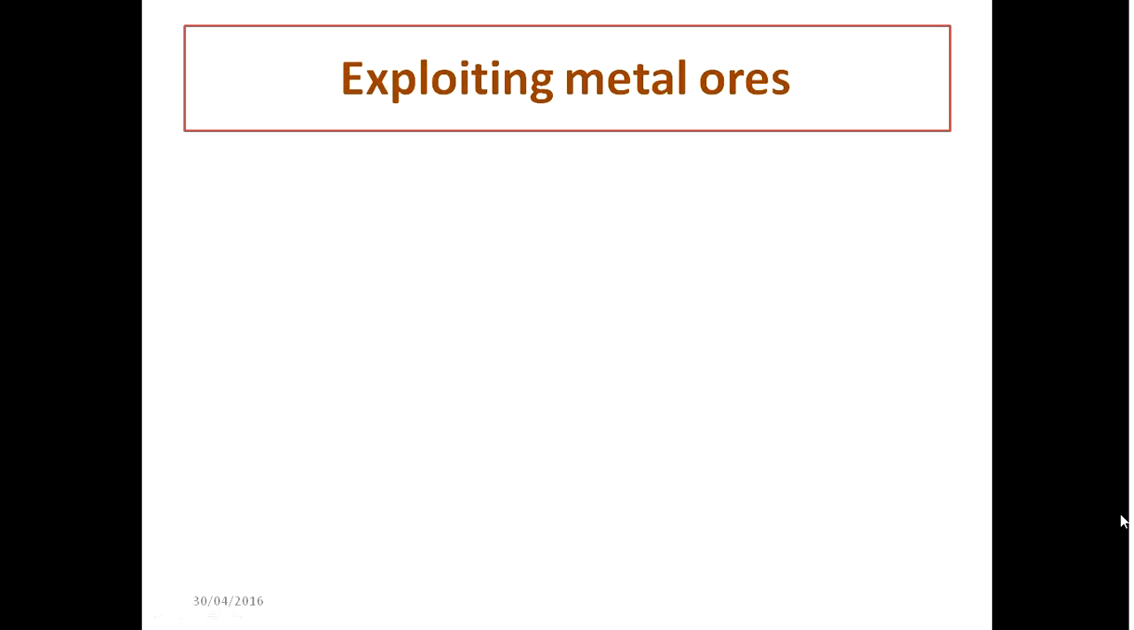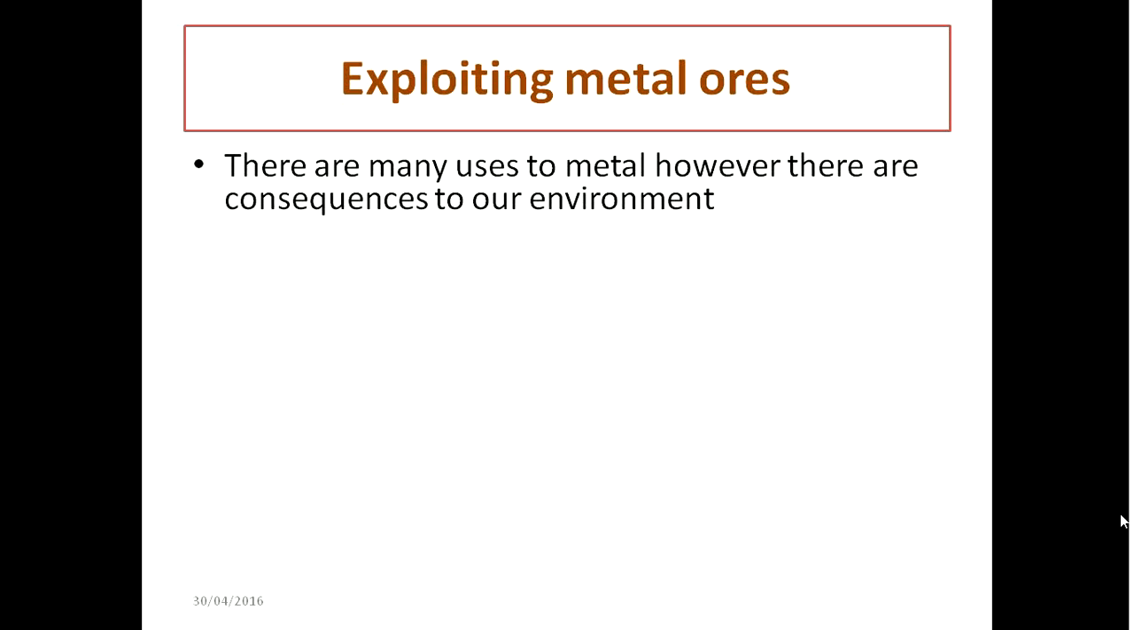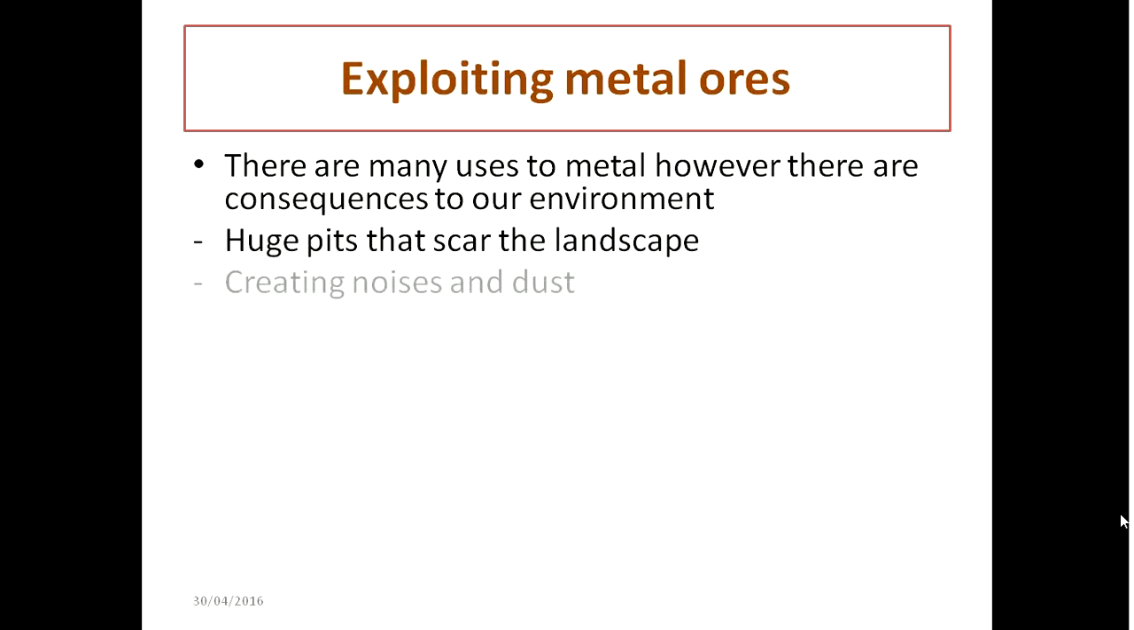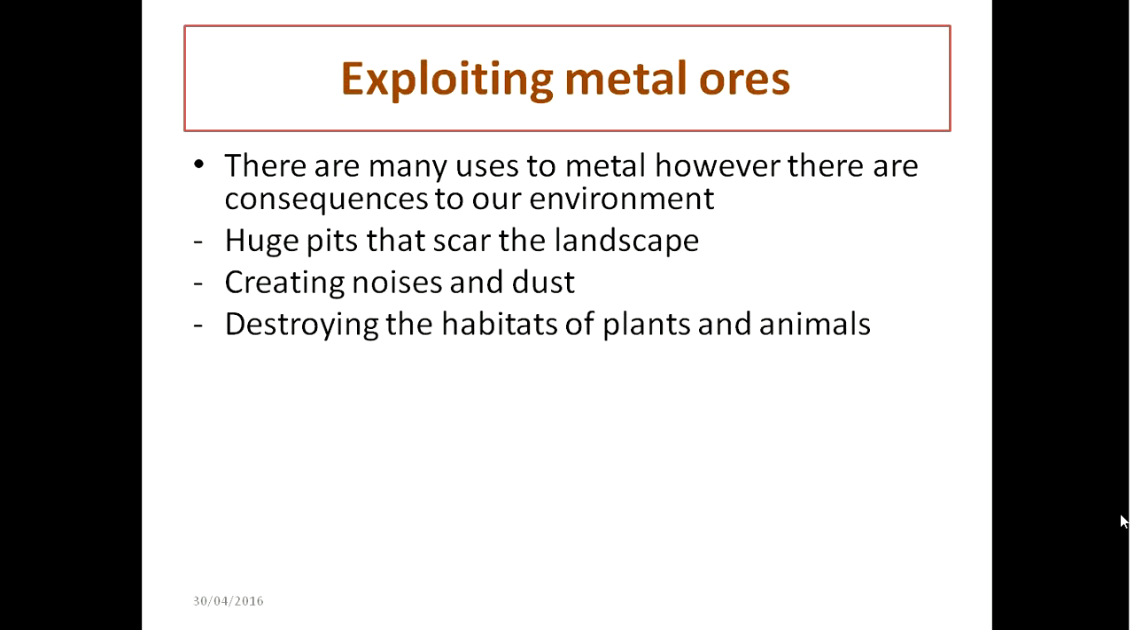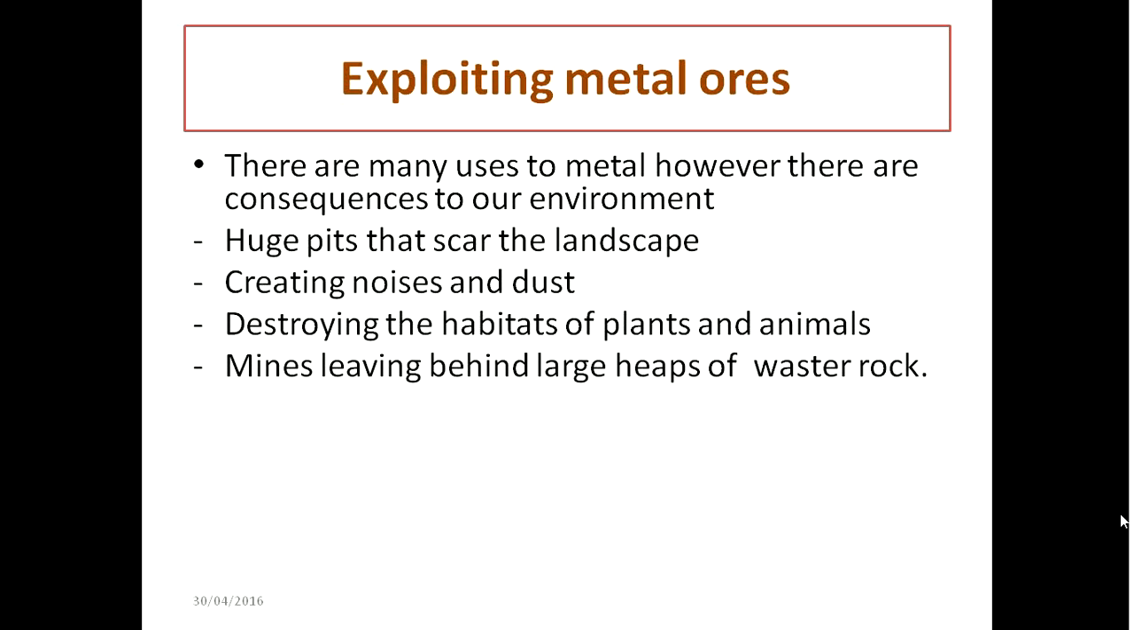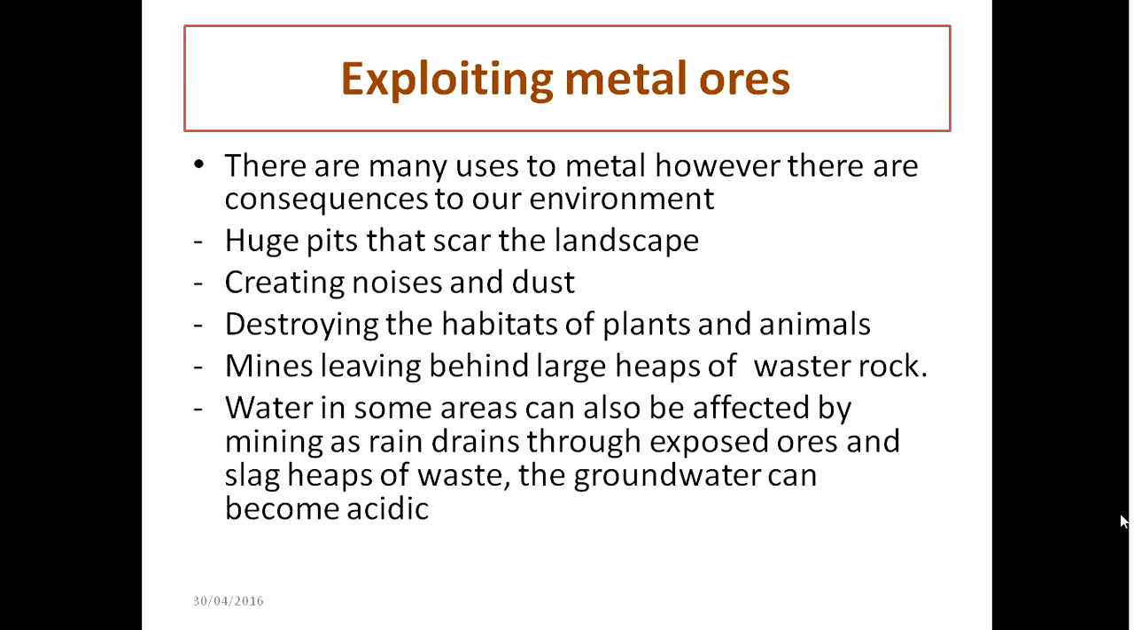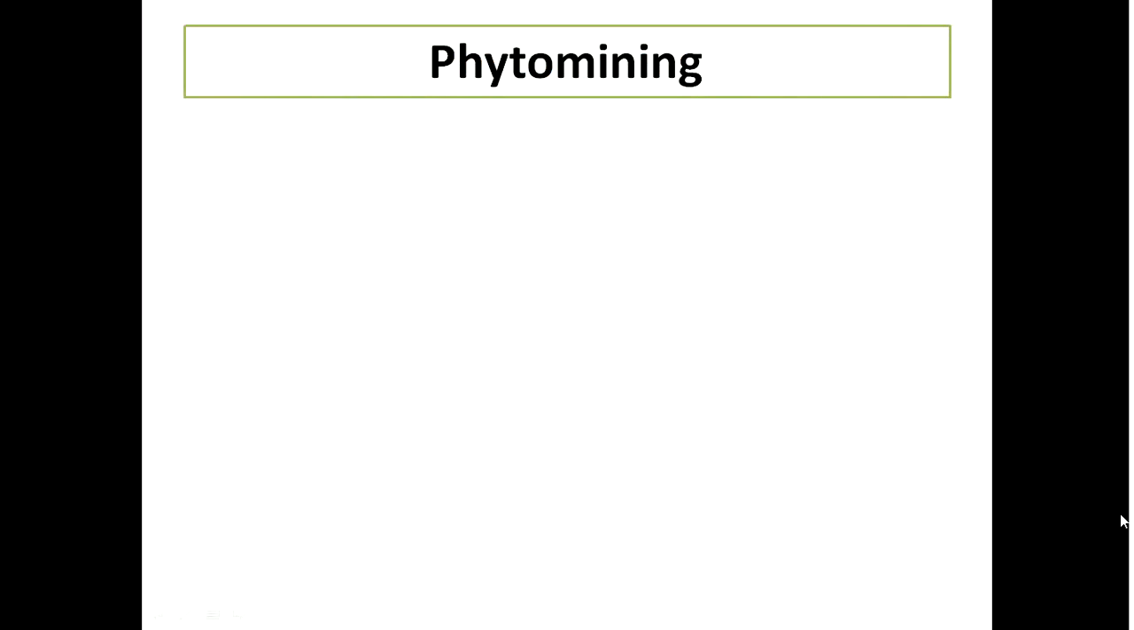Exploiting metal ores. There are many uses for metal, however there are consequences to our environment. Mines are huge pits that scar the landscape, creating noise and dust, destroying the habitats of plants and animals, and leaving behind large heaps of waste rock. Water in some areas can also be affected by mining, as rain drains through exposed ores and slag heaps of waste. The groundwater can also become acidic.